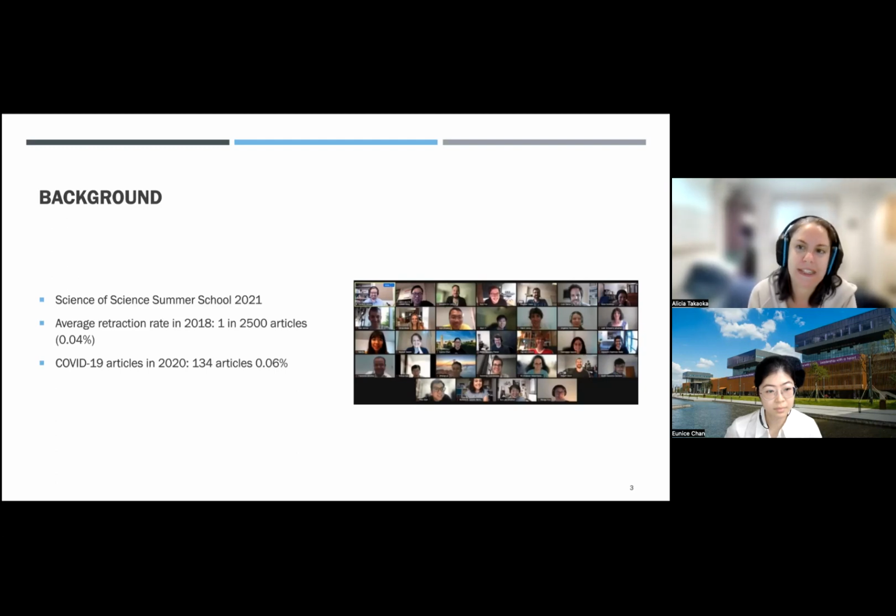So in 2018, this is one of the big key points: only one in 2,500 articles, or about 0.04%, were retracted. For the COVID-19 articles, though, given the short time span, already 134 articles were retracted at the time we did our research. What was that? It was like 7 months. In 7 months already, we were at 0.06% of articles retracted.